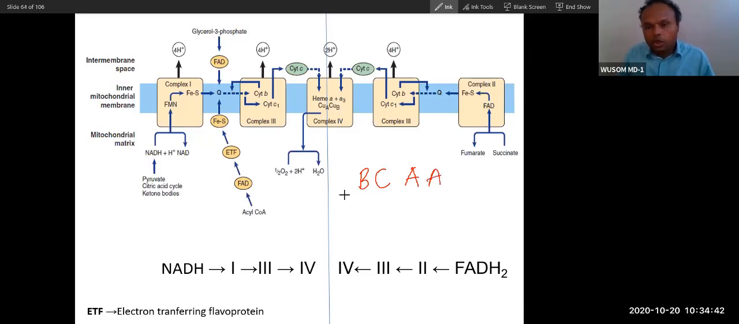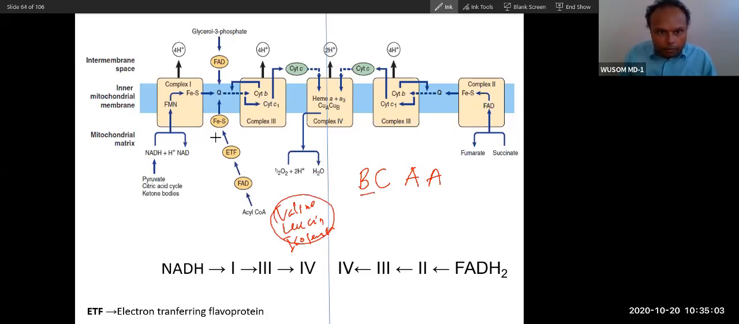Branched-chain amino acids. You can remember this mnemonic: BCAA. Branched-chain amino acids are leucine, isoleucine, and valine. These are very important essential amino acids. Valine. You can also use a mnemonic to remember the sequence of the cytochromes.